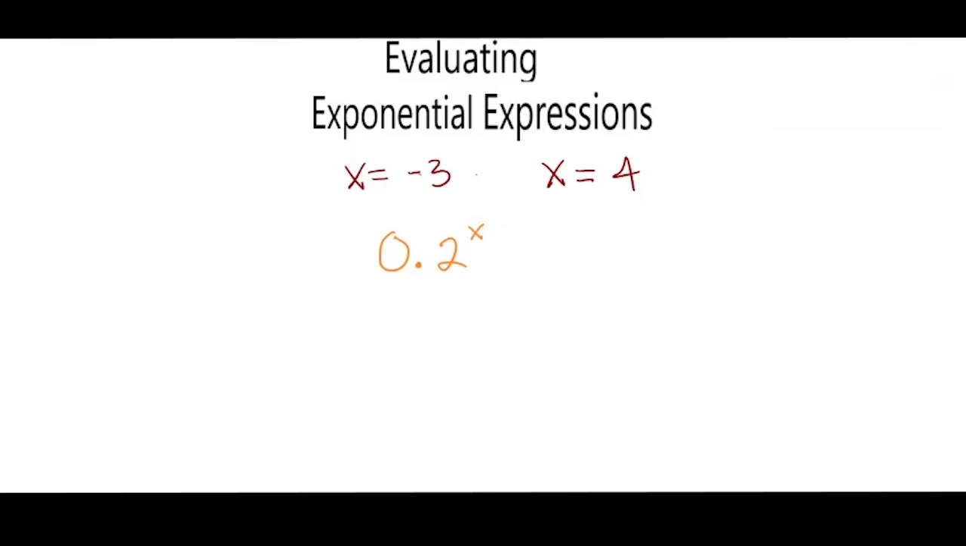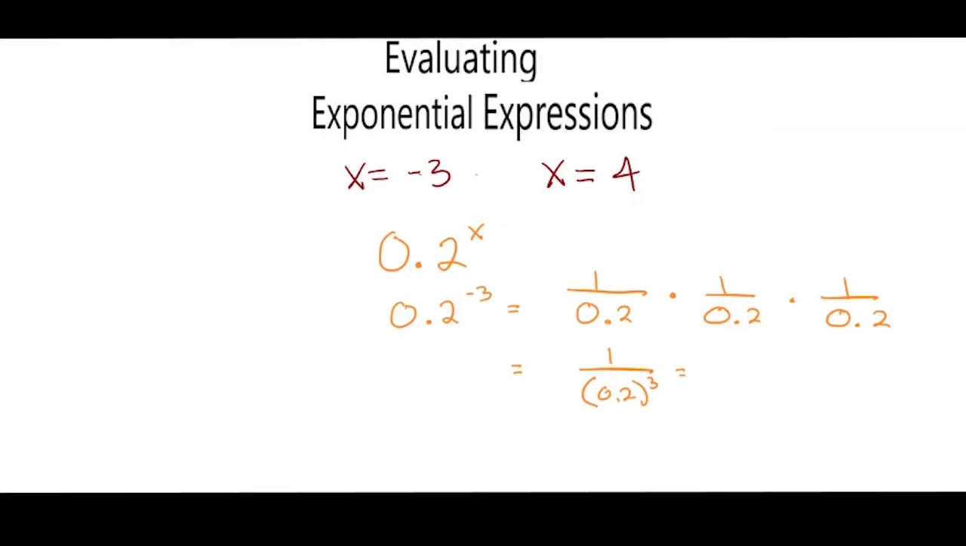All right, here I have 0.2 raised to the x power. Well, if I have 0.2 and I raise it to the negative third power, well, that becomes 1 over 0.2 times 1 over 0.2 times 1 over 0.2. Another way to think of this is we could flip it first as 1 over 0.2 raised to the third power, and that's 1 over 0.2 times 0.2 times 0.2, which is 0.008.